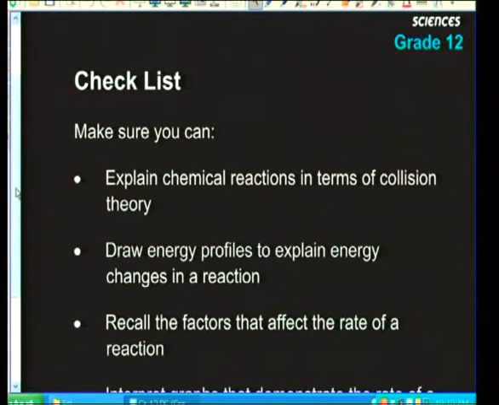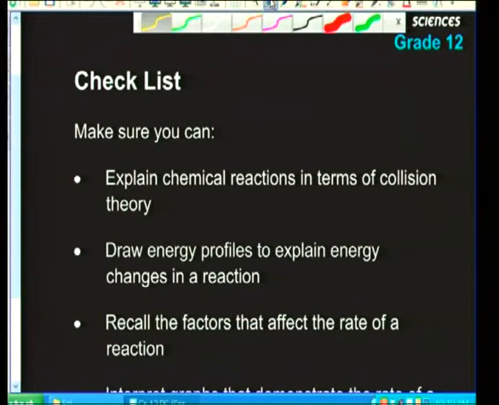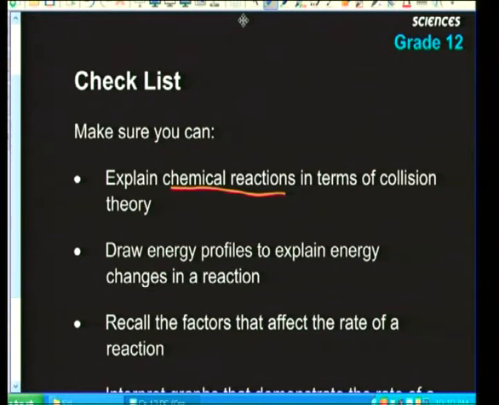Before you go, you're preparing for an exam, you need to have a checklist. Do I understand this? Can I do that? Well, let's have a look at our checklist. Here we go. Under reaction rates, you need to make sure you can do the following. You need to make sure that you can explain chemical reactions in terms of collision theory.